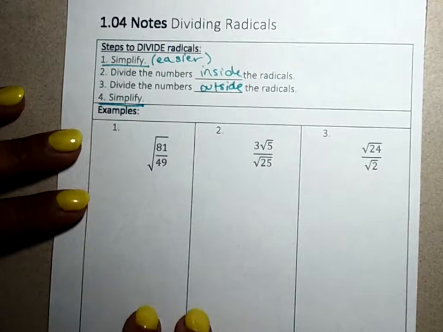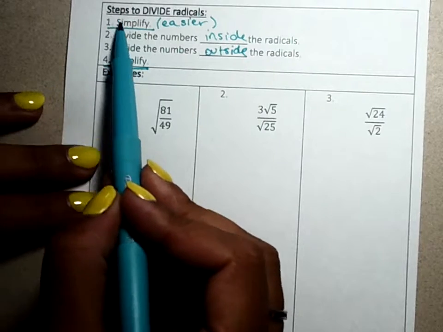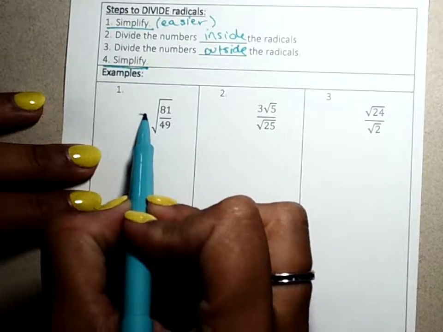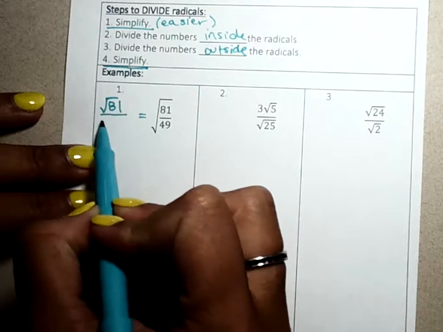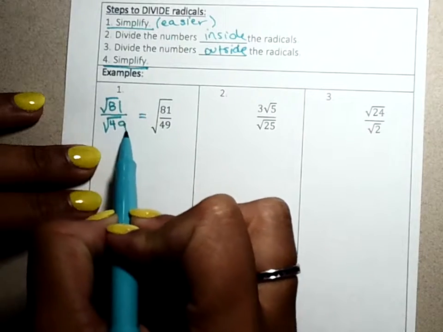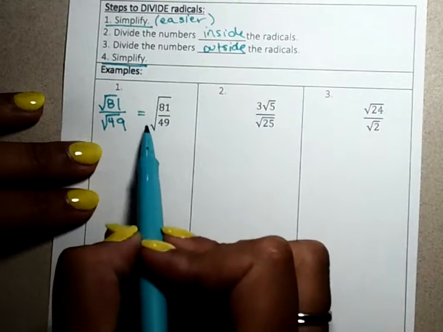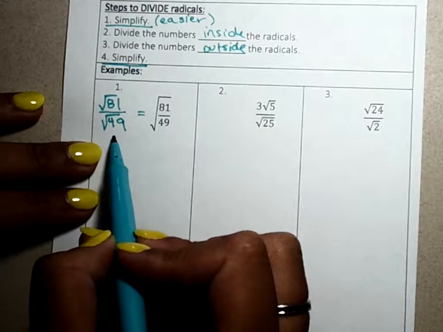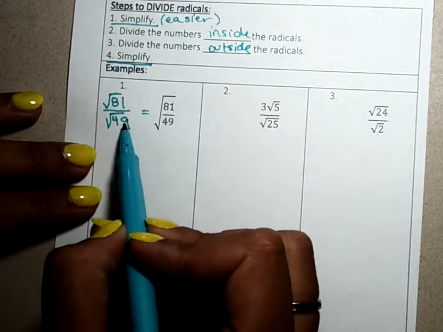So, looking at number 1, step 1 says to simplify. Another way of looking at this problem is separating it into 2 radicals. That is the same thing. You can either write 1 big radical or 2 small radicals. Now that I've separated it, I see that both of these numbers are perfect squares.